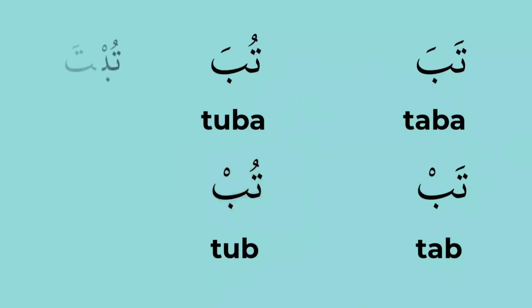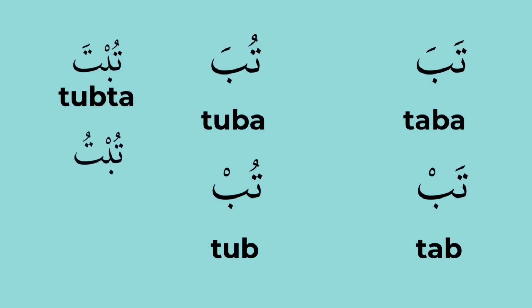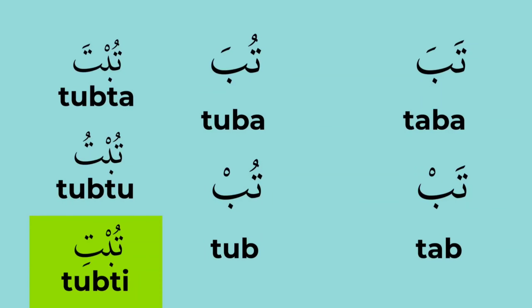If I write like this, brother, tubta. So we did not pronounce ba in its normal way as we pronounce ta and this ta. Tubta. And if I put dhamma here, tubtu. If I put kasra here, tubti. So ba has a sukoon. It means it has no vowel sign. Sukoon means there is no vowel sign on the letter.